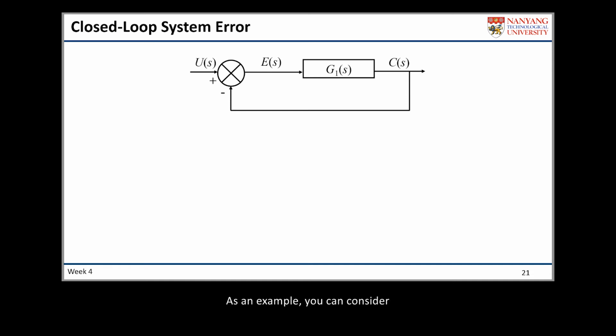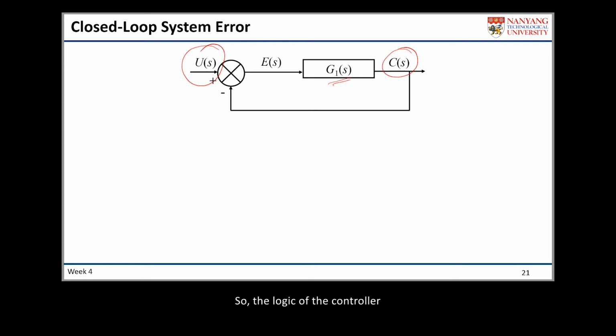As an example, you can consider this as the air conditioning system, the one that we discussed in the very first week of this course, where G1(s) here represents the transfer function of the heat pump together with the controller, and C(s) represents the temperature of your room. U(s) is the temperature that you set in your air conditioning remote controller.